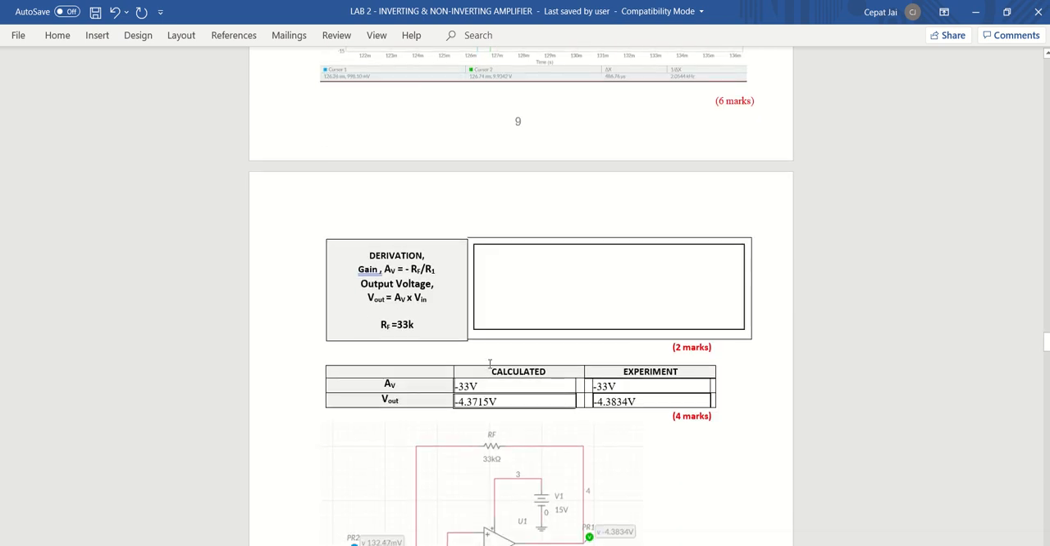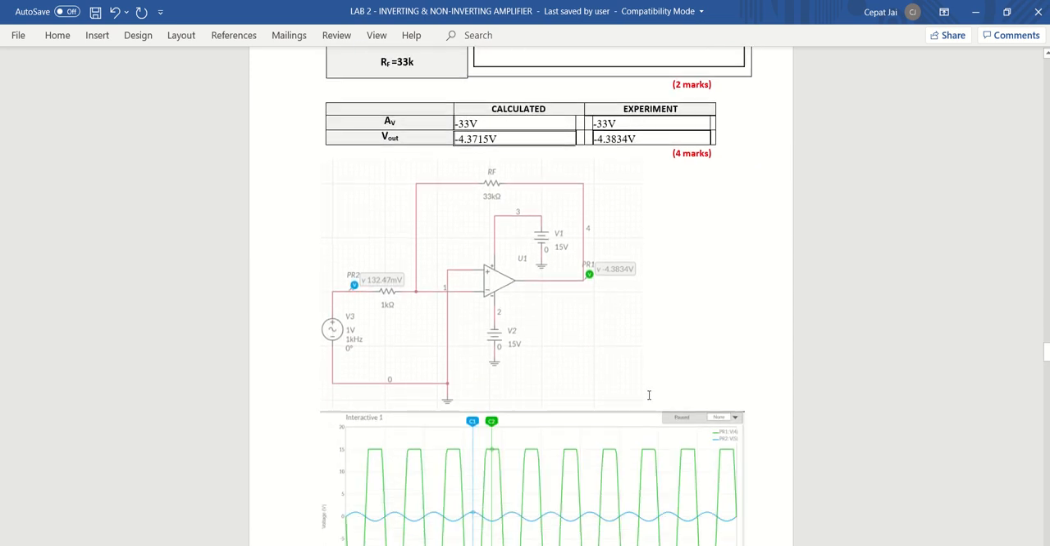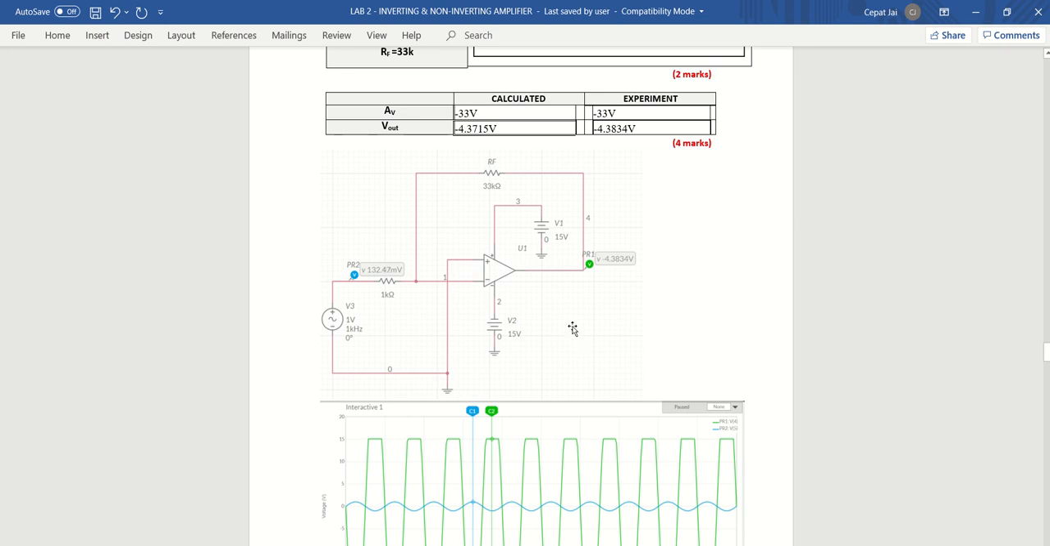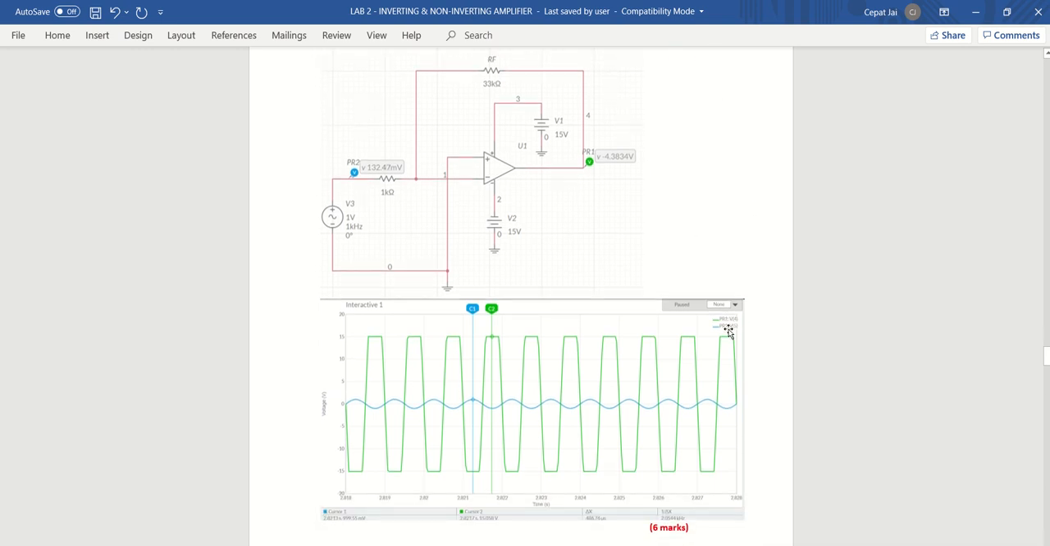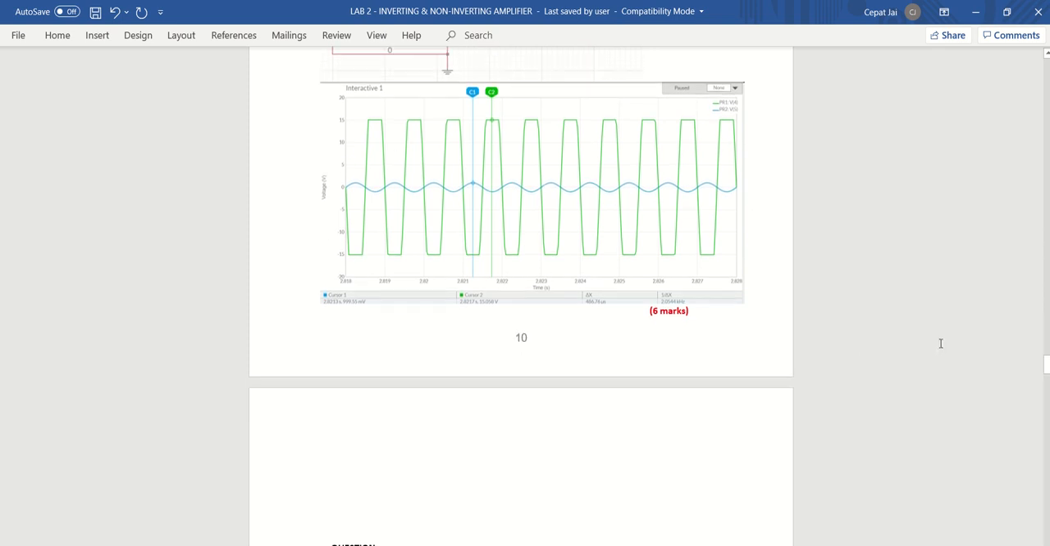Next, RF equal to 33 kilohm. So the formula is still the same. I just change the RF and I get negative 4.3715 volt. And in the circuit, I got negative 4.3834 volt. And the waveform shows like this.